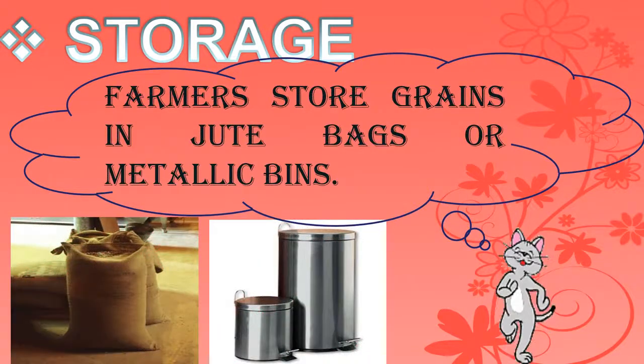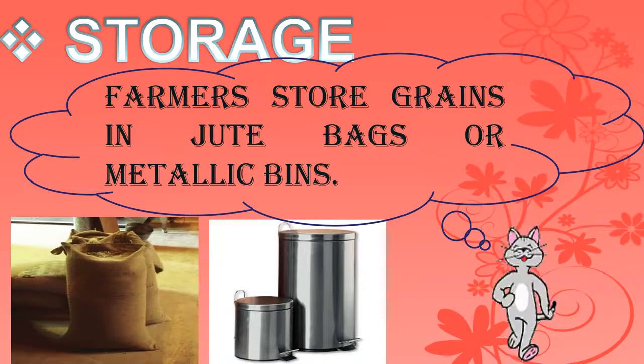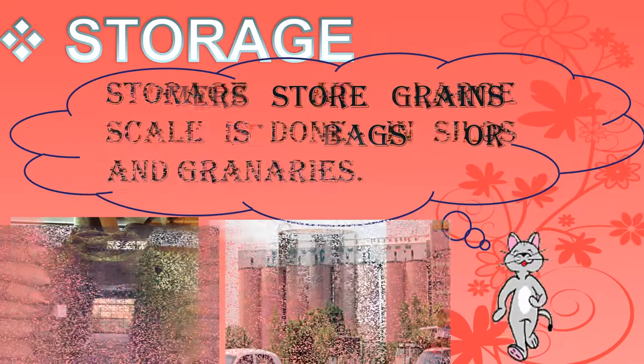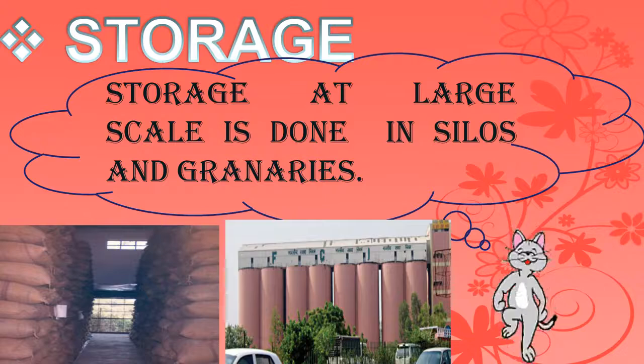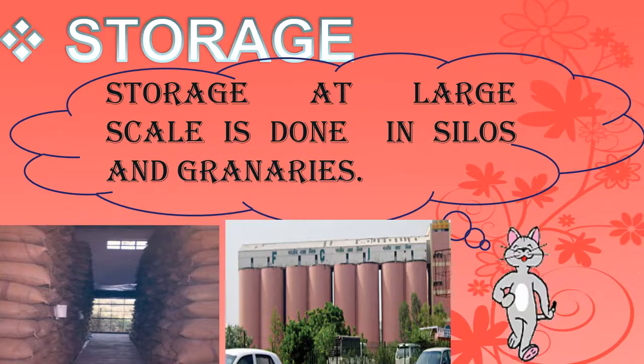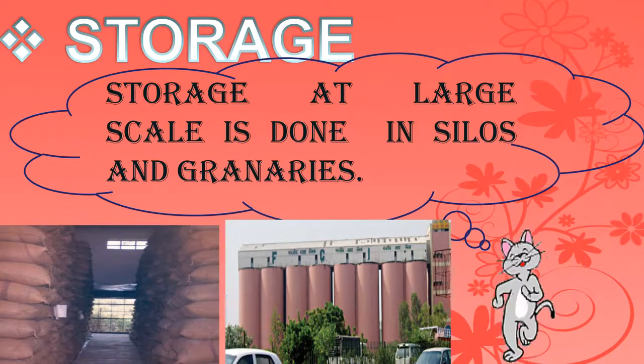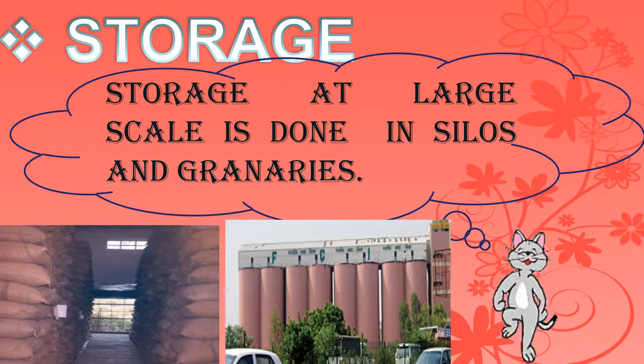Farmers store grains in jute bags or metallic bins. Large-scale storage of grains is done in silos and granaries to protect them from pests like rats and insects.